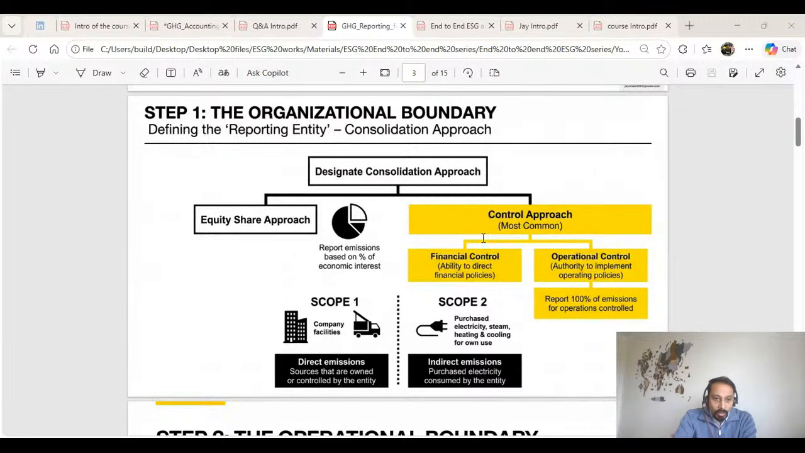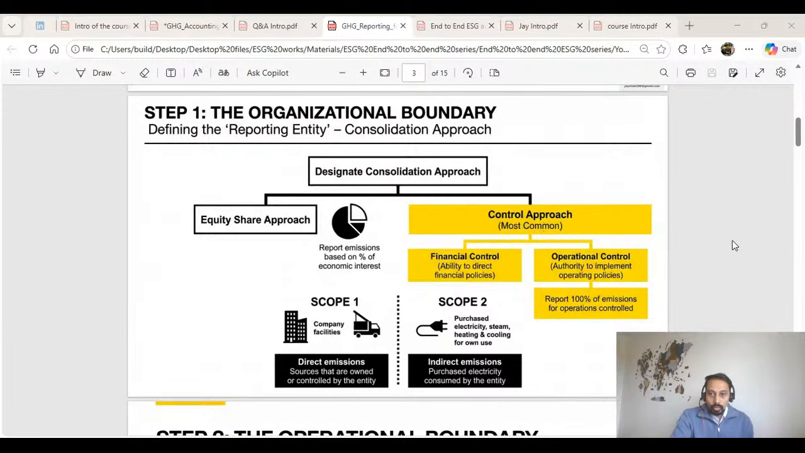So the most common approach is the operational control approach, and this determines what becomes scope 1 and scope 2. Scope 1 can be the direct emissions from owned operations, and scope 2 will be the purchased electricity and energy. So this is just starting to understand your boundary. Whatever calculations you are going to do in the next step, you have to define your boundary first. You have to think from a broader perspective, from top to bottom. So you have to understand your boundaries first.